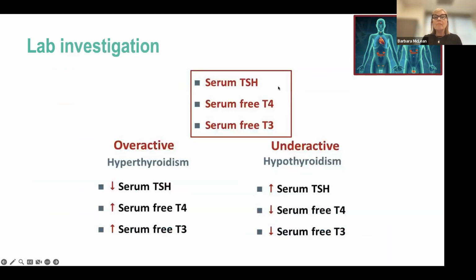Okay, so again, we just take a look at our lab investigation: TSH, free T4, free T3. Overactive, hyperthyroid: serum TSH is down, free T4 is up, free T3 is up. My thyroid gland is going wild, and the pituitary gland says, calm down, calm down, calm down. That's primary hyperthyroidism.